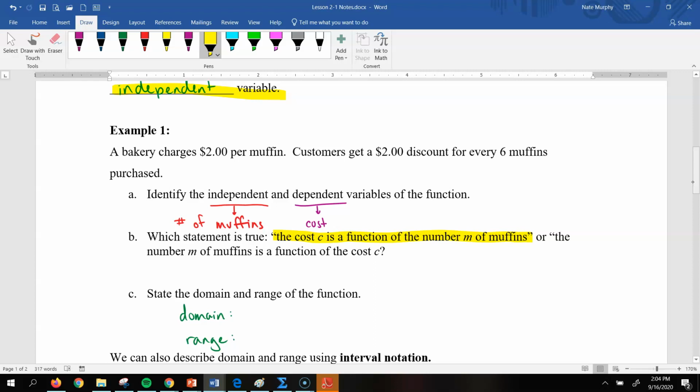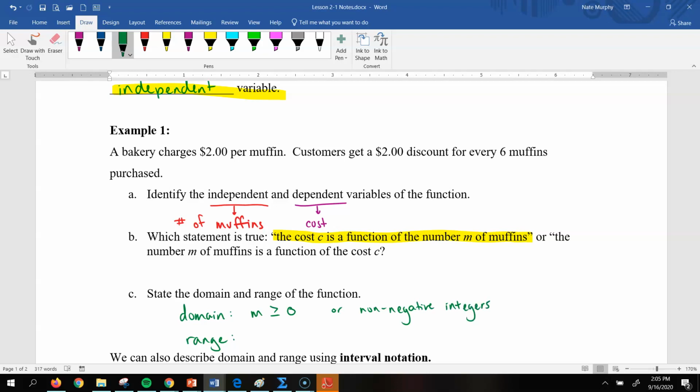Now what's the most number of muffins you can buy? Are you limited by that? Well, really, your only limit is the number of muffins that the bakery has, and we don't know what that limit is. So we're going to say the domain for this would be the number of muffins is greater than or equal to 0. Or another way to phrase this would be to say the non-negative integers.